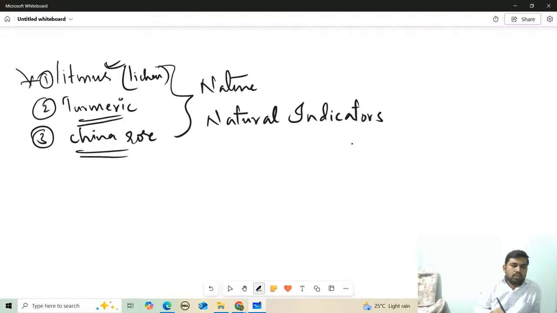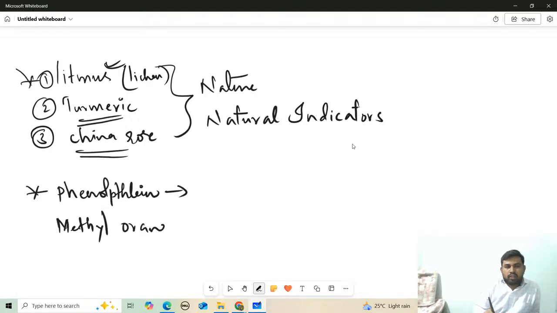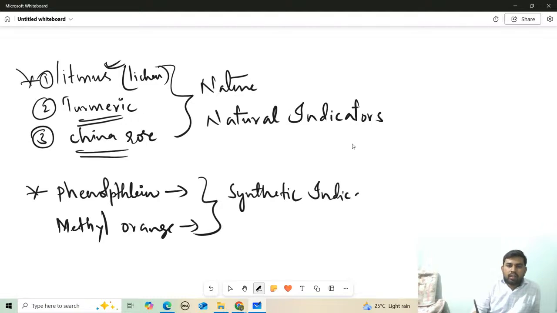Similarly, we have many more, but as per 10th class, phenolphthalein indicator and methyl orange come under synthetic indicators. Synthetic indicators are those prepared in the laboratory.